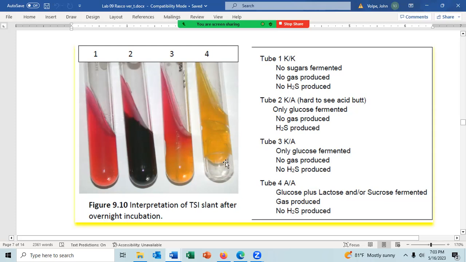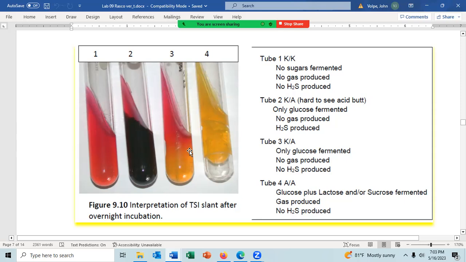So this one has no production of hydrogen sulfide because it's not black. Gas is produced, and glucose is fermented because that's the base sugar. And at least one of the other sugars is fermented, lactose or sucrose, but both lactose and sucrose may be fermented. The test doesn't tell you that.